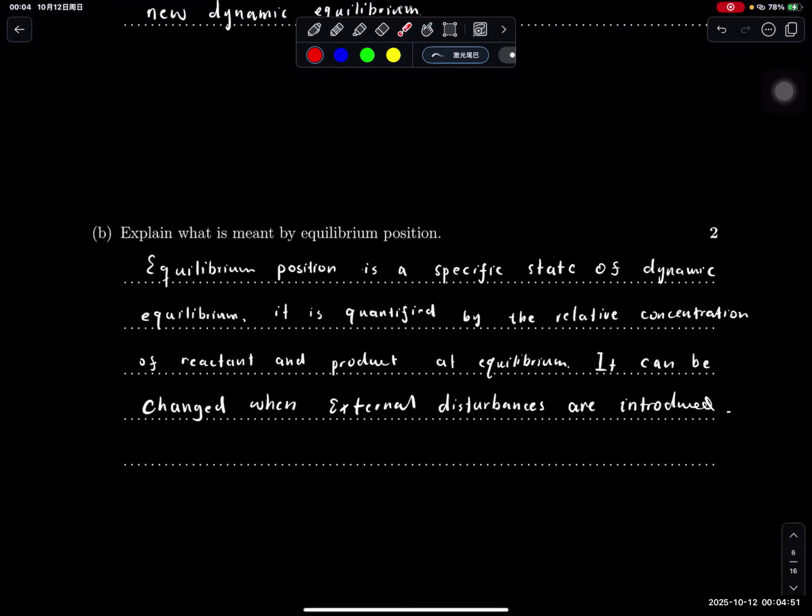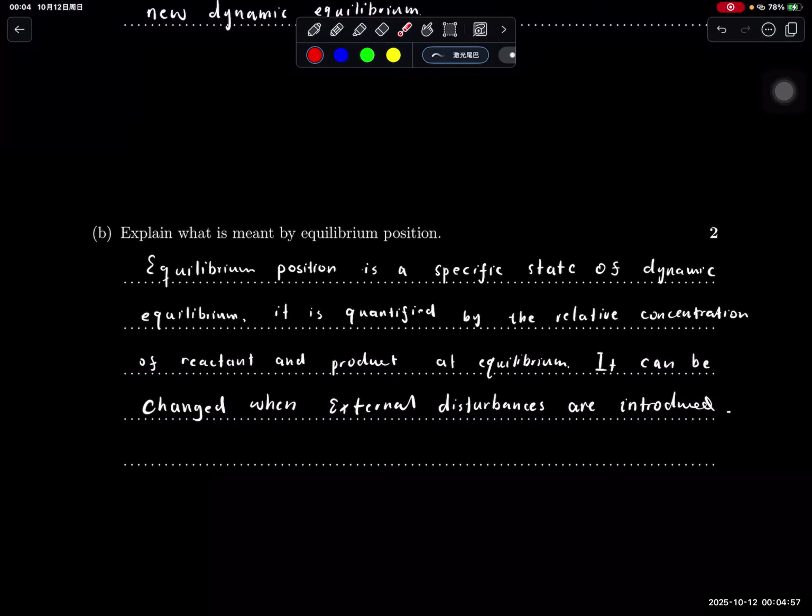Question B, explain what is meant by equilibrium position. So equilibrium position is a specific state of dynamic equilibrium. It quantifies basically the concentration ratio between products and reactants. Yeah, so that's what it is, okay? Equilibrium position can of course be changed given that you have the three factors of equilibrium, okay?